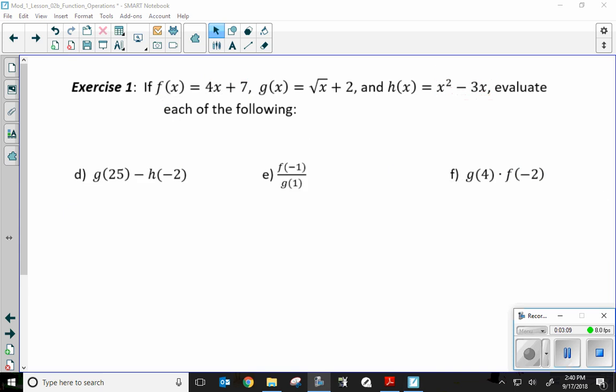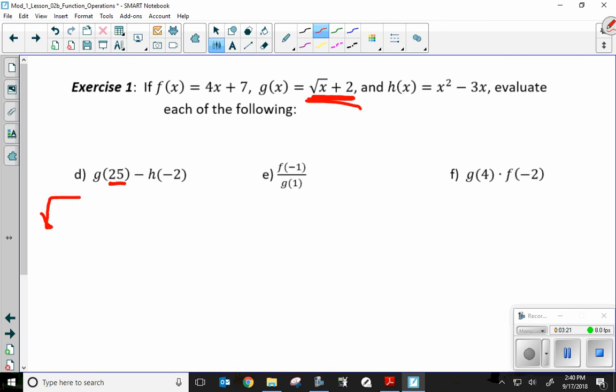All right, on to D, E, and F. Well, let's do this. G of 25, that's this equation right here. It's the square root of x plus 2. My number that I'm putting there is 25. The square root of 25 is 5 plus 2. That gives me 7.